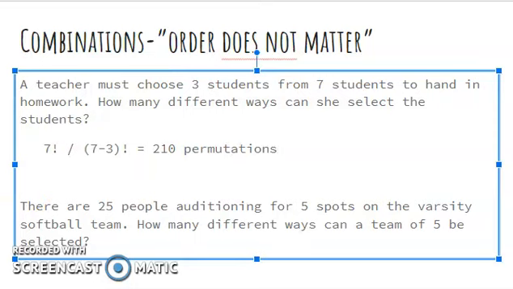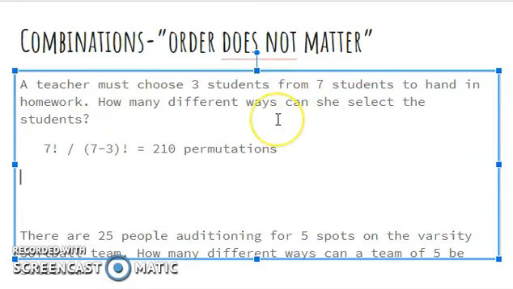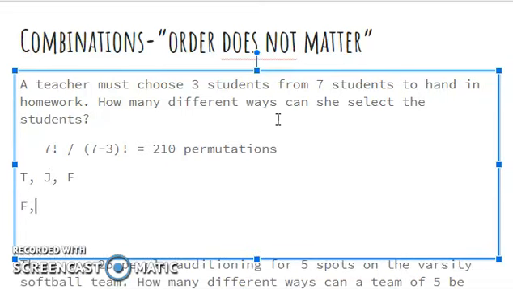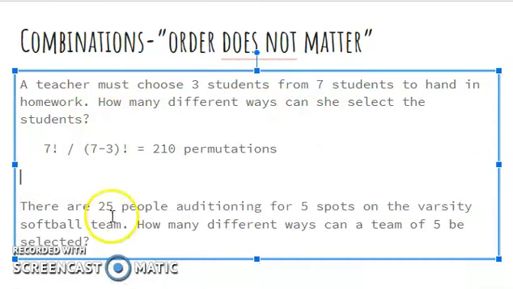But remember, we're talking about combinations here. Order does not matter. So the only extra step that we have to take in combinations is that we have to divide by the number of ways we can arrange these 3 students. For example, Tom, Jerry, Frank, Jerry, Tom, etc., etc.